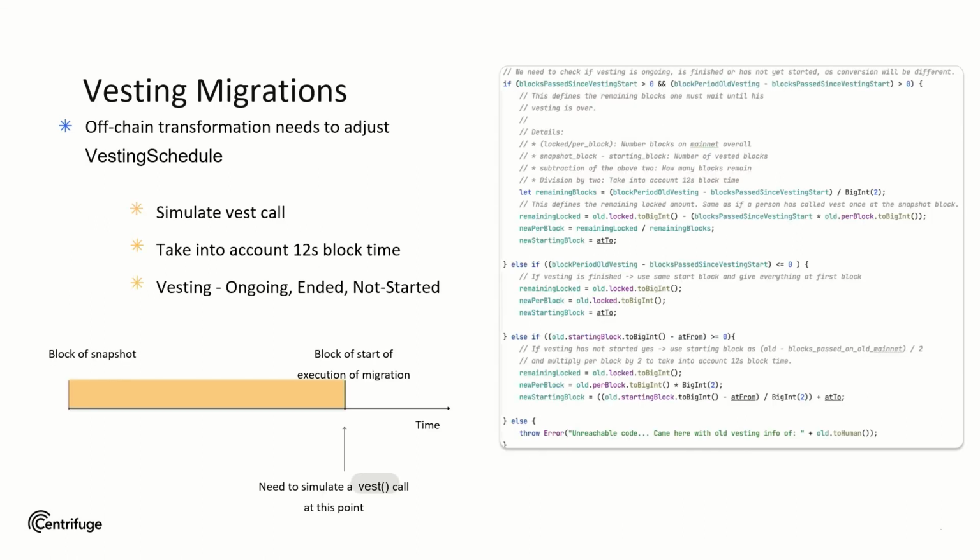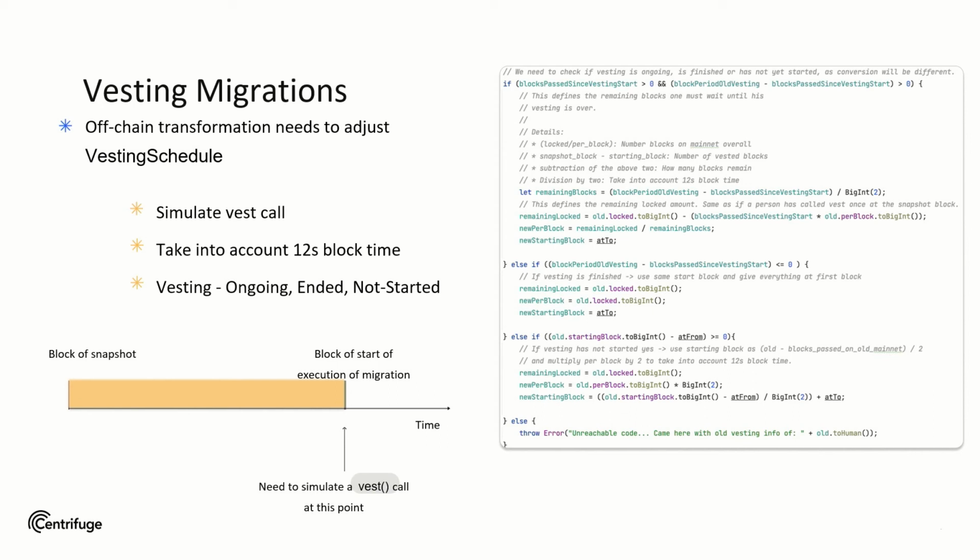All right, now to the last data set. This is the vestings migration. What is important here is that we need to take into consideration that we have a block where we take the snapshot, and we have a block where we execute the actual migration, and those might be apart quite significantly from each other. We need to call vest manually at this point, because otherwise the time that has passed in between is time that the account hasn't vested.